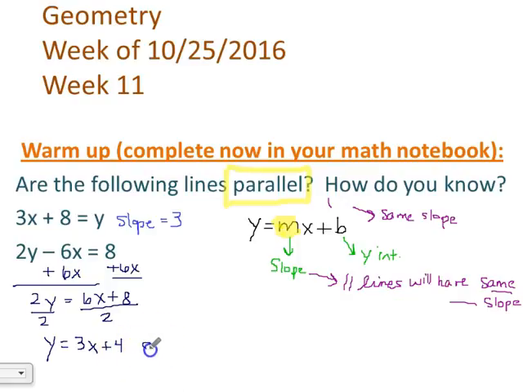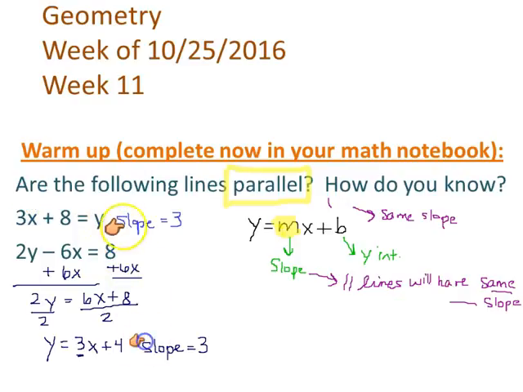So what is the slope of this equation? Remember, it's the number being multiplied by your x term, so it's 3. So the slope is 3. So now we have the slope of each equation. The slope of our top equation is 3, and the slope of our second equation is 3.